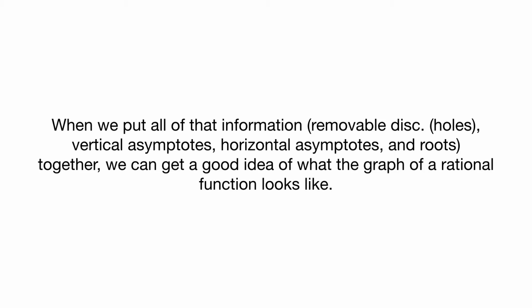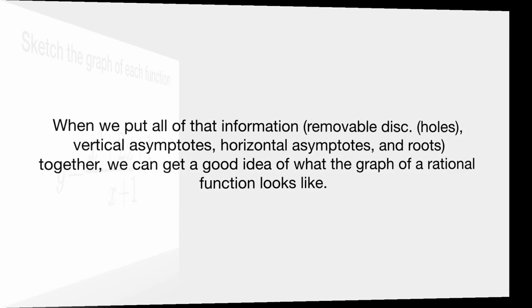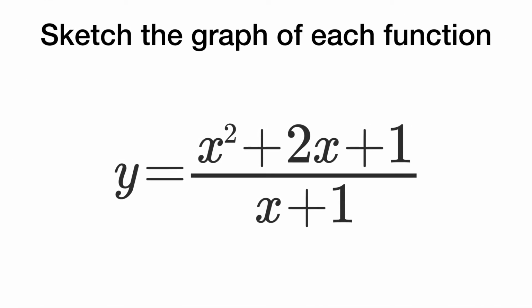All right, so now that we have all that information, when we put removable discontinuities, vertical asymptotes, horizontal asymptotes, and roots together, we can get a good idea of what the graph of a rational function looks like. So let's look at this one, and we're going to sketch a graph.